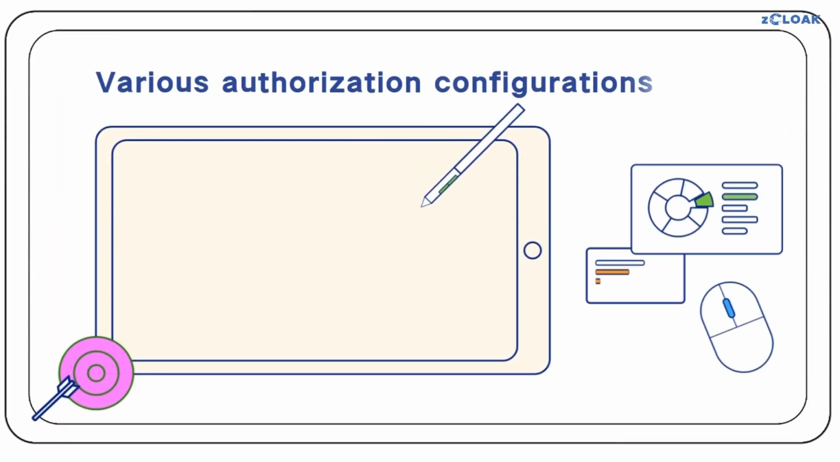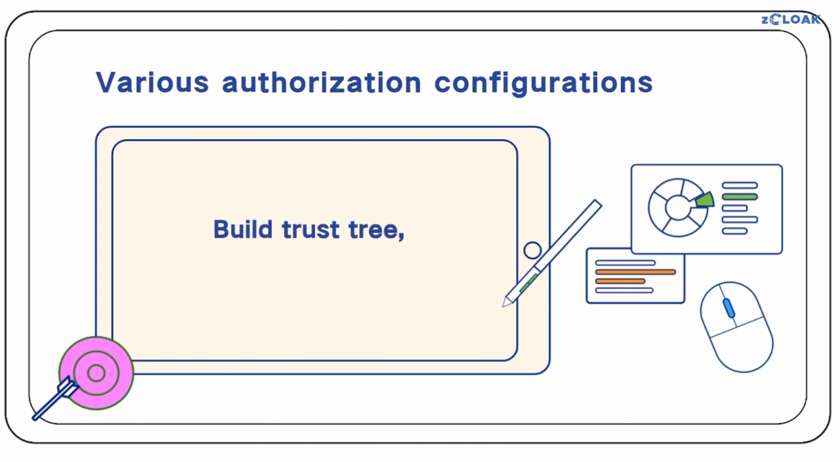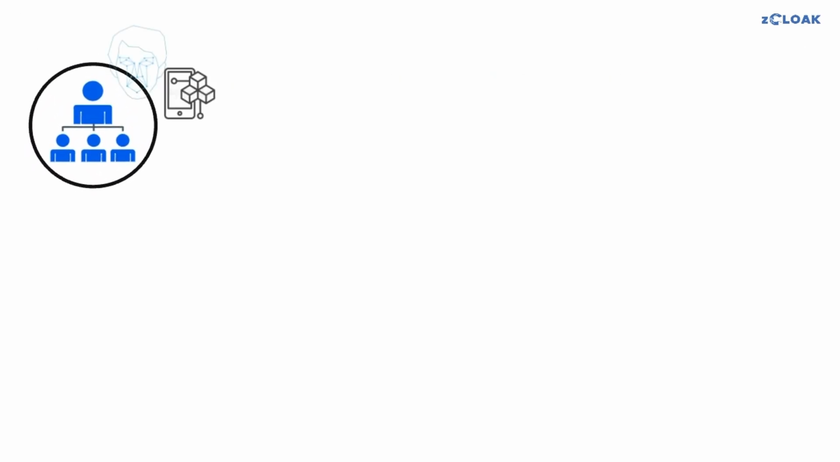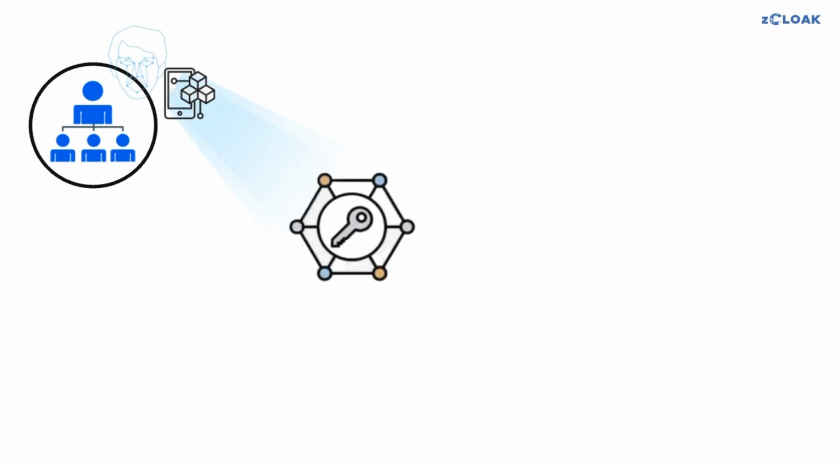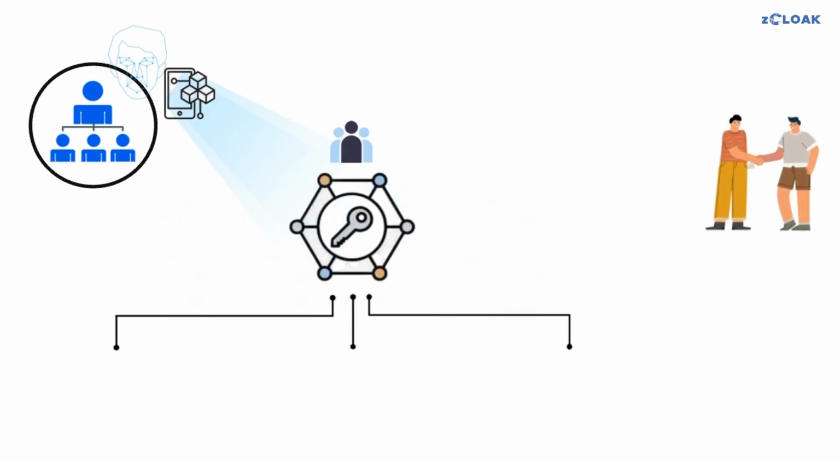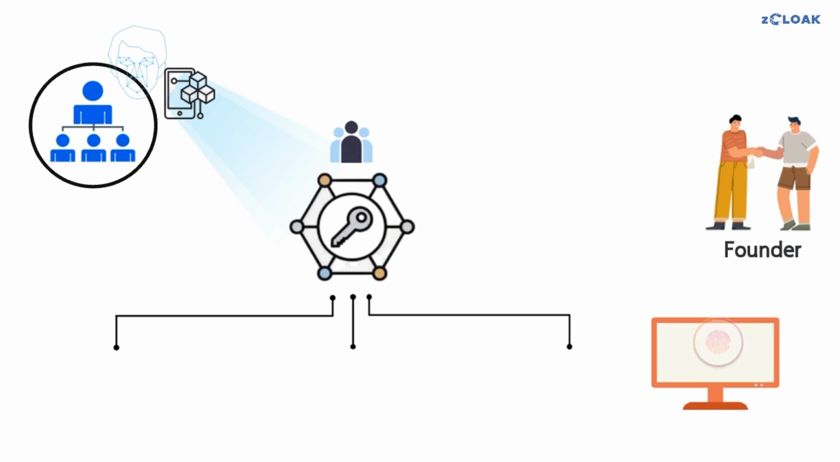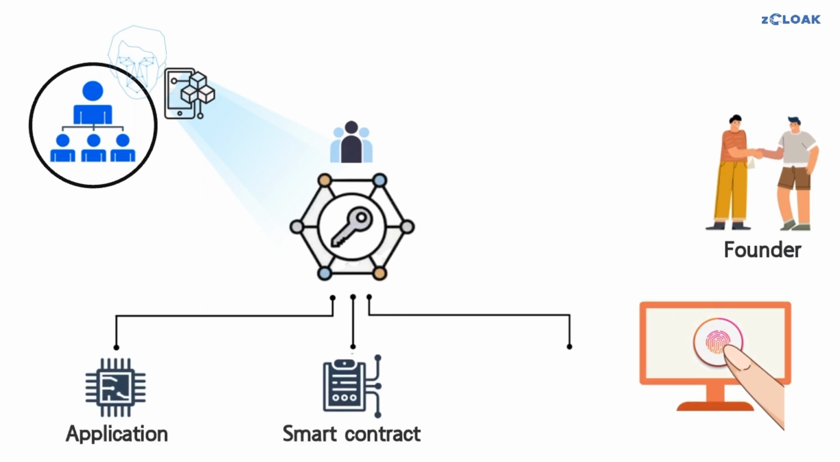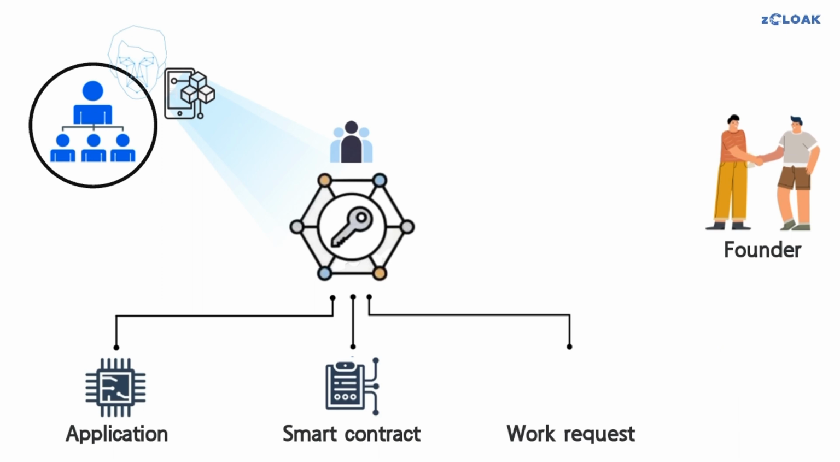Various authorization configurations build a trust tree and make trust migration efficient. In addition, after completing the onboarding process, organizations can authorize more subkeys and subroles to form a root tree for trust transferring. The root key is owned independently or jointly by the founders of the organization, and the authorized subkeys at all levels can be used to sign different affairs and daily work, including the signing of applications and smart contracts, and the signing of regular work requests.